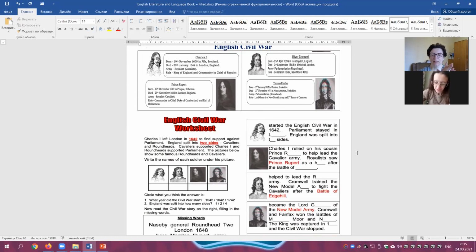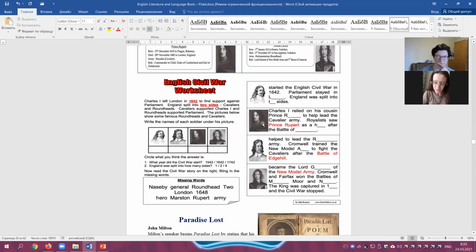We know that England, or Britain, the United Kingdom, is a constitutional monarchy. It means that the constitution greatly restricts the rights of the king. And this is how the constitutional monarchy developed. Okay, yeah. What happened then? Charles I relied on his cousin, Prince Rupert, to help lead the Cavalier army. Royalists saw Prince Rupert as a hero after the Battle of Edgehill.